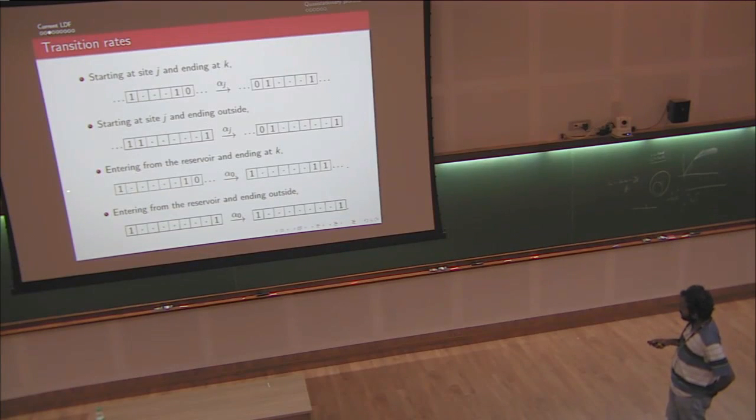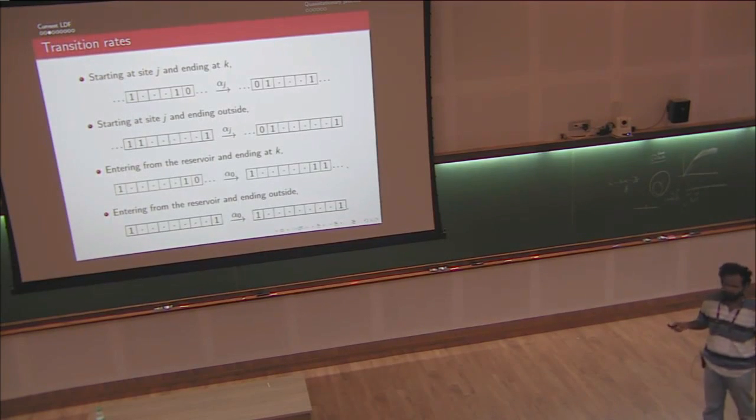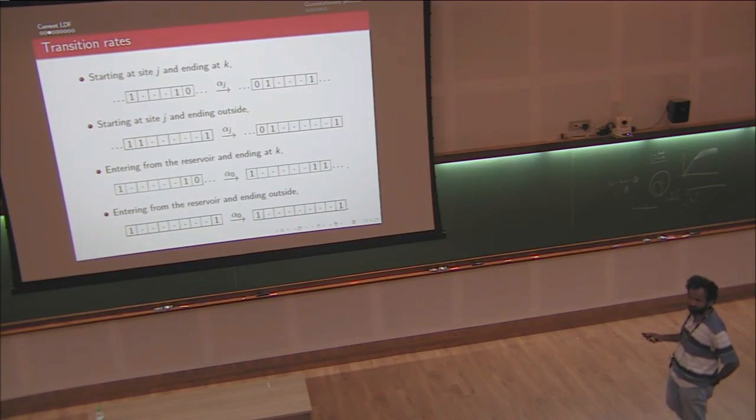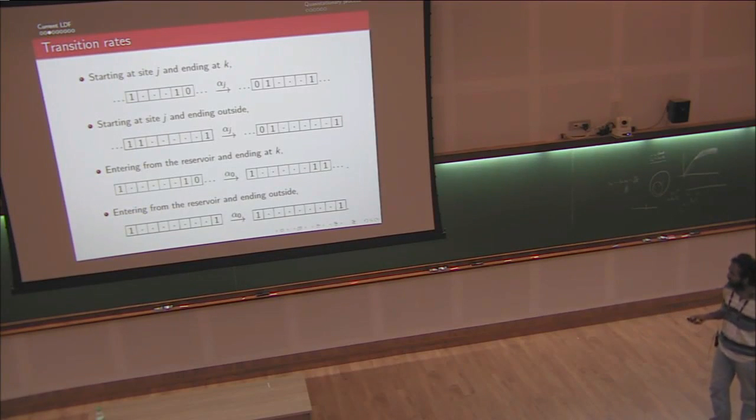Similarly, you can have entry from the left. There's a reservoir to the left which contains some particles. A particle tries to enter from the left with rate alpha 0, but let's say the first site is occupied. Then it tries to go to the next site and so on. It will find the first empty site, going from the left towards the right, and it will go and sit there. Okay, so that's the idea.